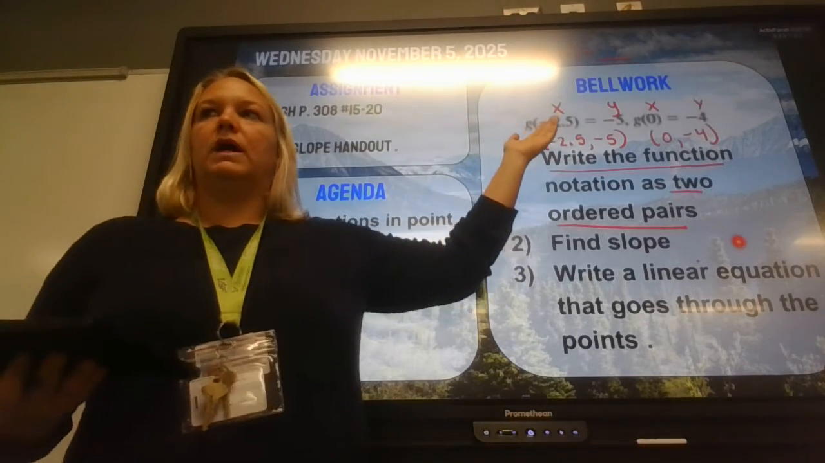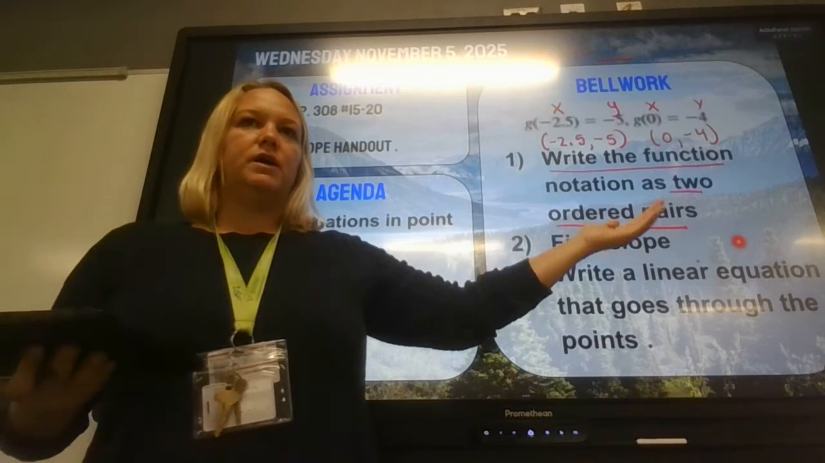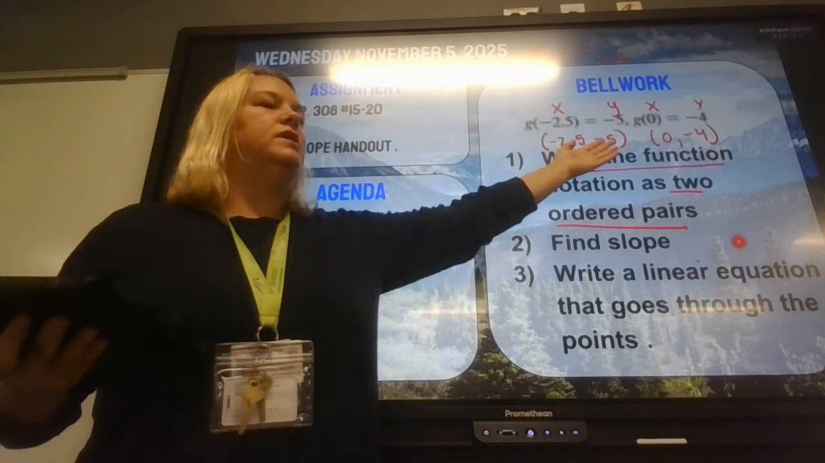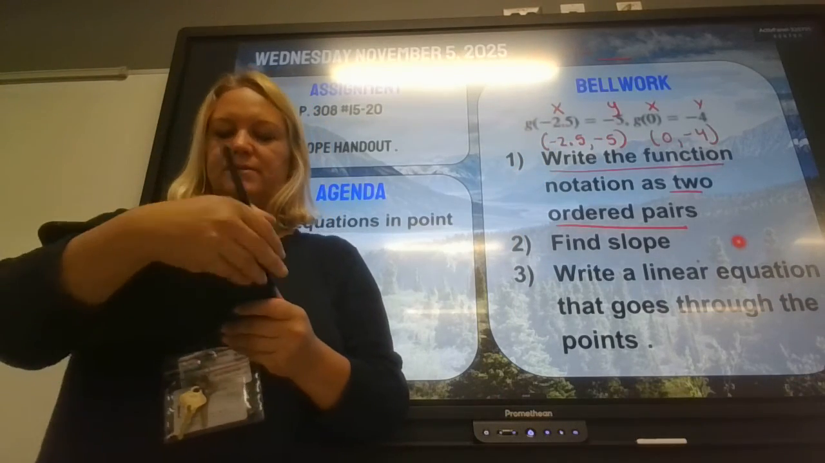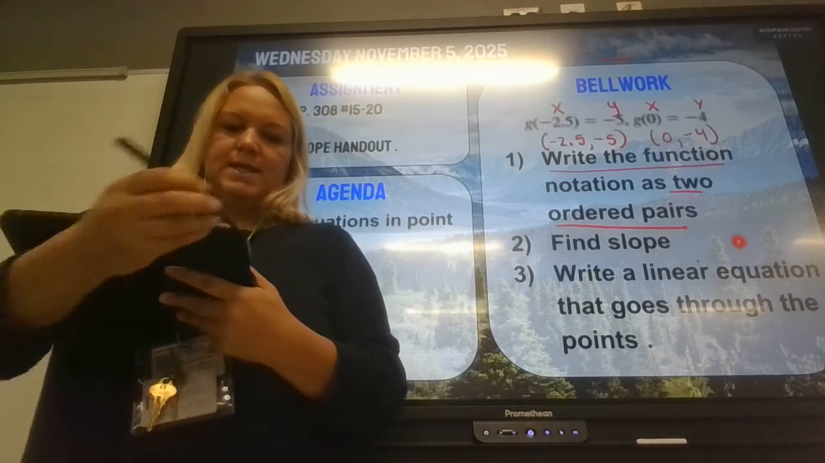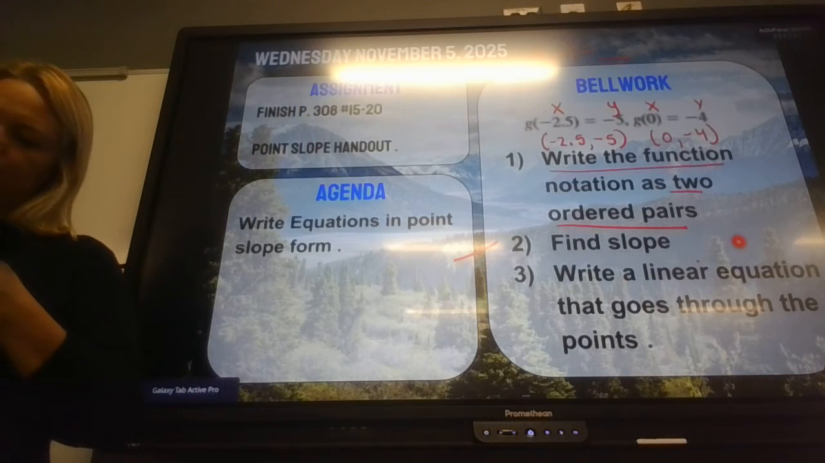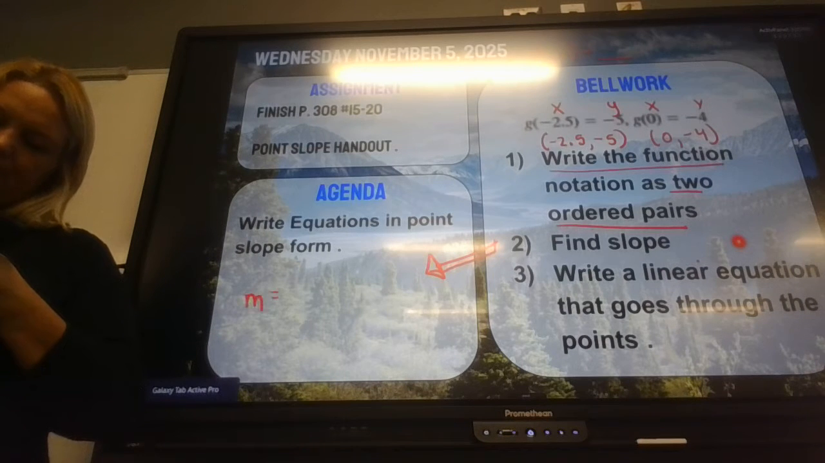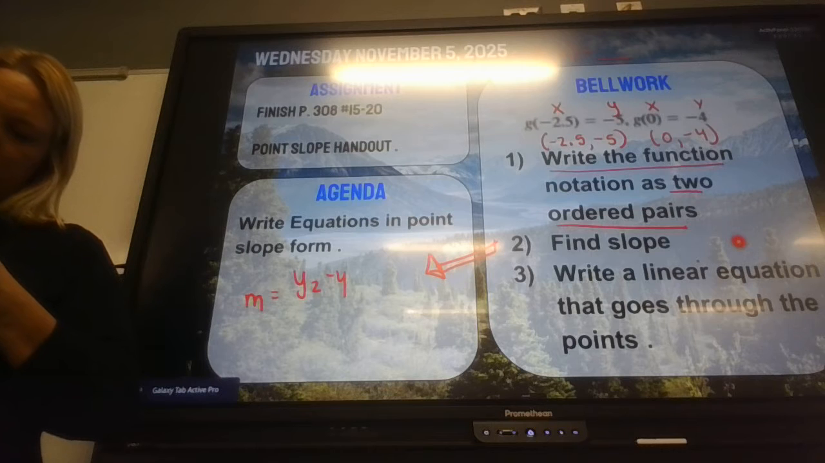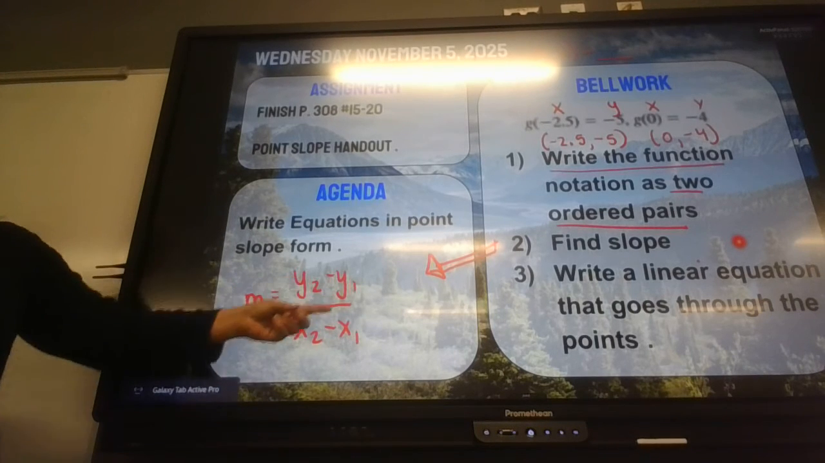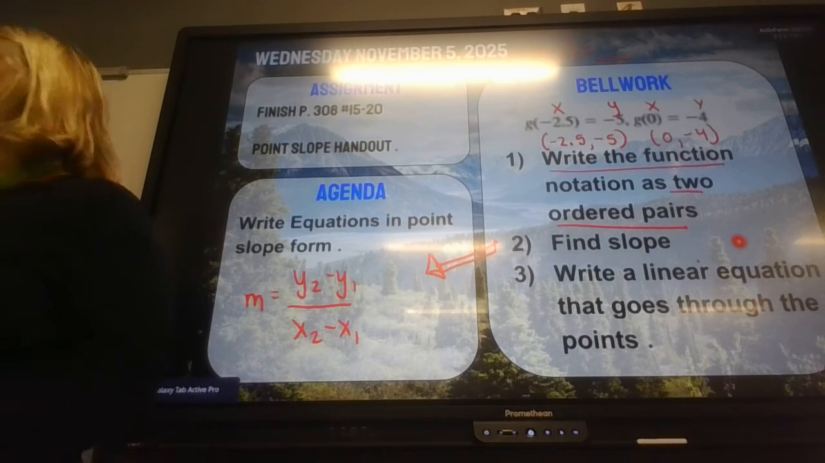So they're being real roundabout, kind of not very direct with this function notation when they could just give you points like they have in the past. Next it says find slope. Yesterday we talked about finding slope by doing change in y over change in x. So you put the y values on top, subtract them, the x values down below, subtract them.